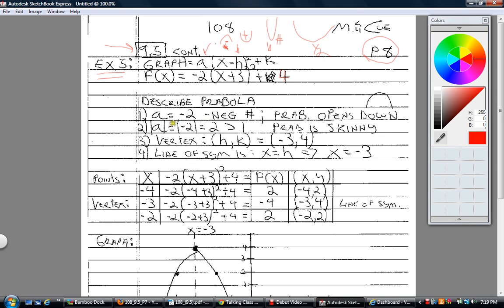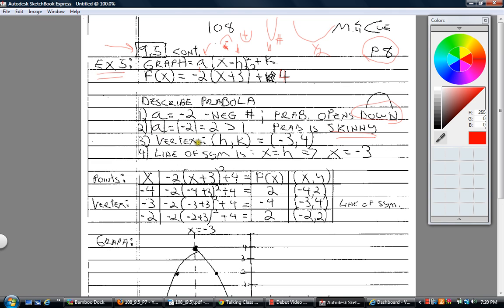And so does it open up or down? You look at the a value, which is a -2, so therefore you say down. Okay, and will it be a wide graph or a skinny graph? Look at the a coefficient again. They like to use the absolute values in there. If it's greater than 1, it's a skinny graph. I just like to look at the number, and if it's a number, then it's going to be skinny. If it's a fraction, it's going to be wide.